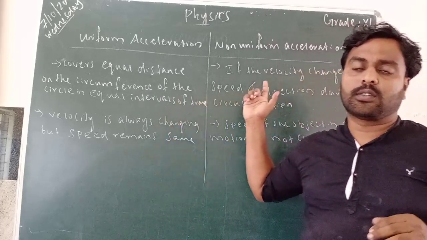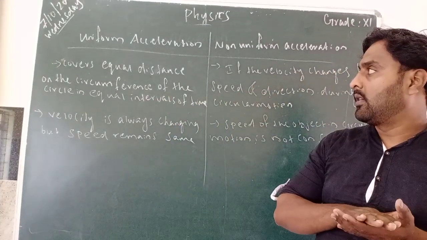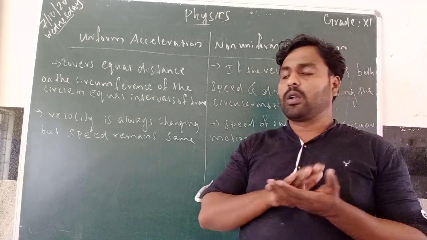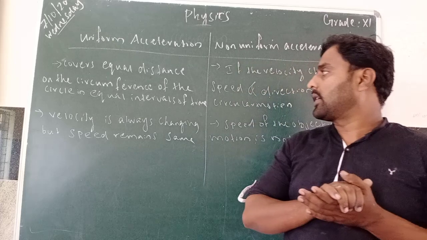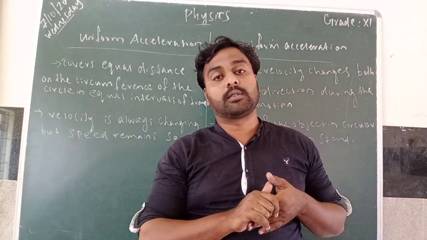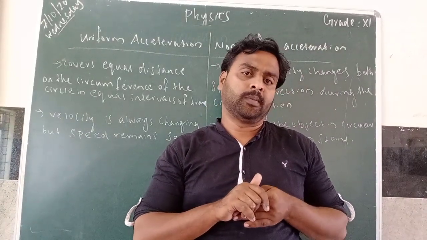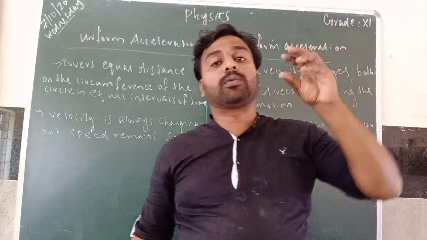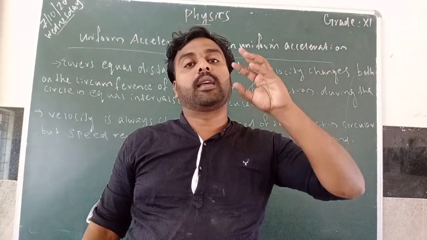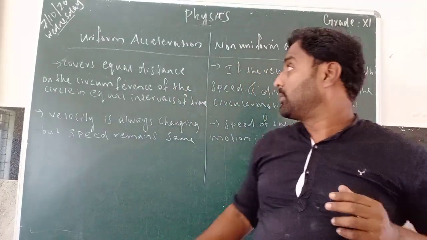So you can see uniform circular motion. It covers equal distance on the circumference of the circle in equal intervals of time.